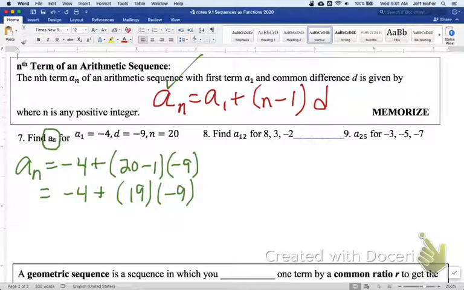And our answer we would get is -4 plus 19 times -9. So our nth term is -175. And actually we know what n is, a sub n. N is 20, so our 20th term is -175.